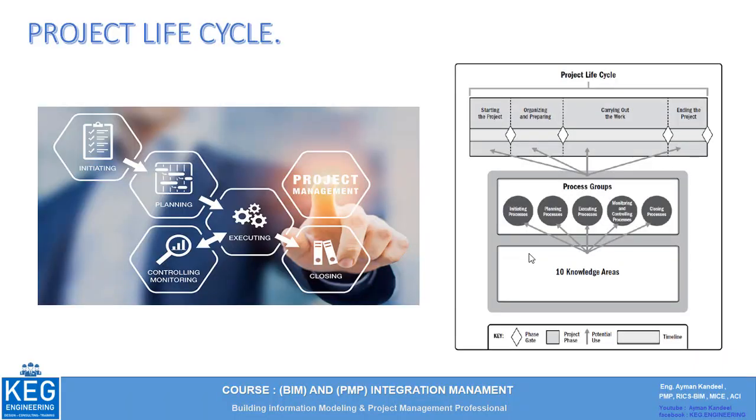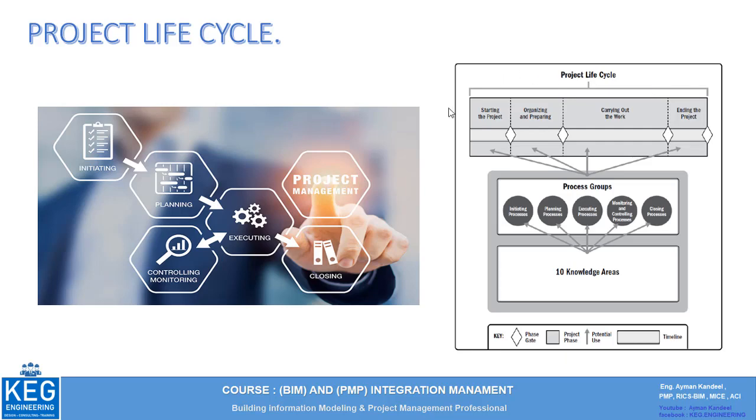Project life cycle. Each project has 4 life cycle phases, starting with the start of the project. Phase number 2, organizing and preparation. Phase number 3, carrying out the work. Phase number 4, ending the project. 1, 2, 3, 4 phases under the project life cycle.